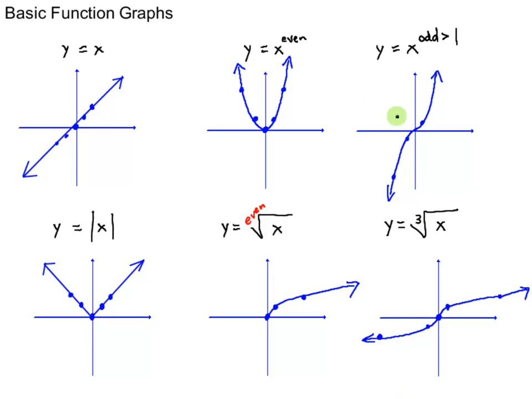And again, there's nothing terribly special about the 3. So this could work for any odd root greater than 1 again, because the first root of x is simply x and looks like this. So those are your basic functions.